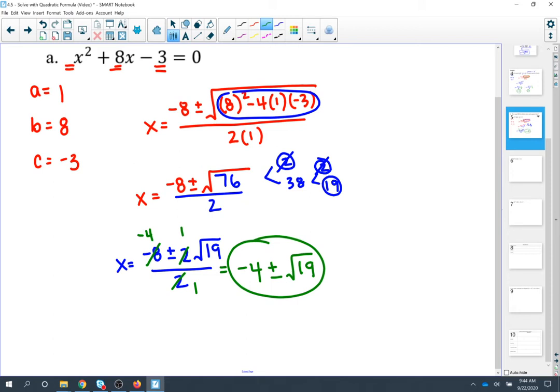And the question was, how many real solutions does the equation have? This is 2. One of the solutions is negative 4 plus the square root of 19. The other solution is negative 4 minus the square root of 19.